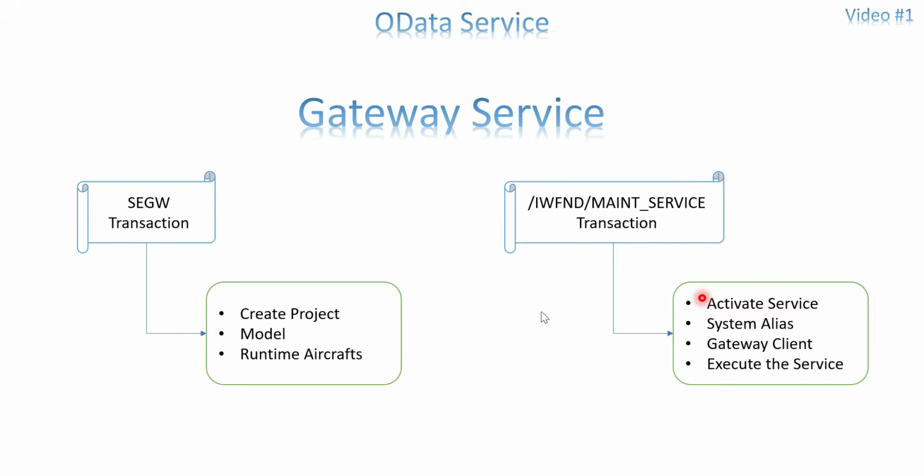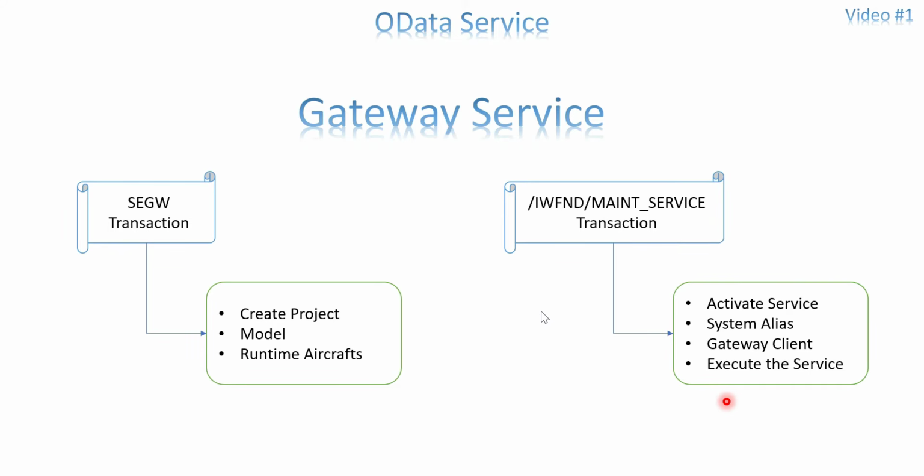Okay, so we'll see one by one. Activate the service, system alias. This is mostly useful whenever you have different servers. For example, I have an ECC server and I have a gateway server. All my OData is going to be in the gateway server. Then it plays a major role. But if it is ECC, normally we just go with a local system alias. And gateway client is nothing but where you are going to execute your URL, see the URL of your service and execute the service. Once you execute, it will display the details of your OData in XML format.